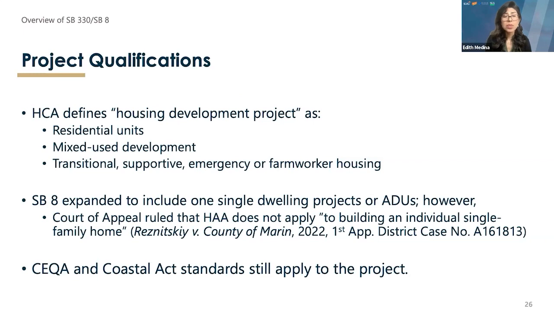So when reviewing SB 330 projects, they only qualify or apply to housing development projects. And SB 330, or the Housing Crisis Act, defines housing development project as residential units, or mixed-use development where at least 2/3 of the square footage is residential, and can also be transitional, supportive, emergency, or farm worker housing. SB 8 expanded this to include single dwelling projects or ADUs. However, last year, the Court of Appeal ruled that the Housing Accountability Act does not apply to building an individual single-family home. And CEQA and Coastal Act standards still apply to SB 330 projects.